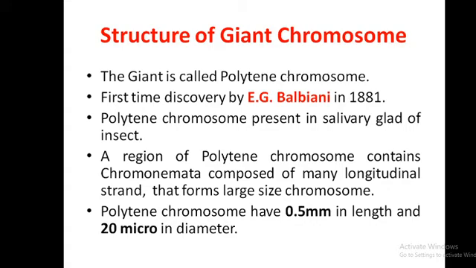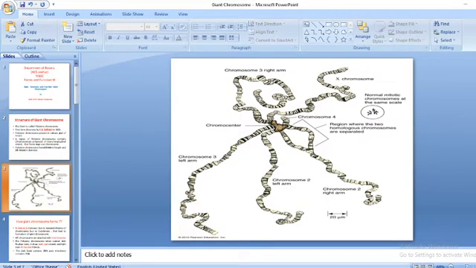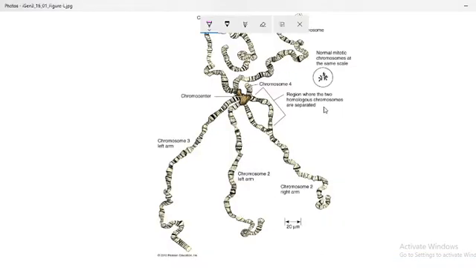A region of a polytene chromosome contains chromonemata composed of many longitudinal strands that form large-sized chromosomes. Polytene chromosomes are 0.5 millimeter in length and 20 micron in diameter. So this is the structure of polytene chromosomes. Let us see the actual structure of polytene chromosomes.